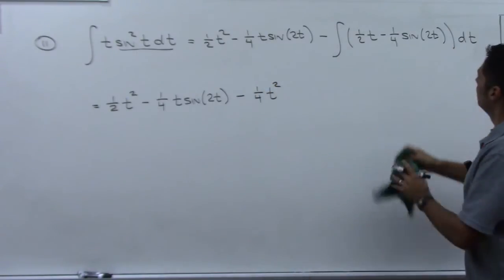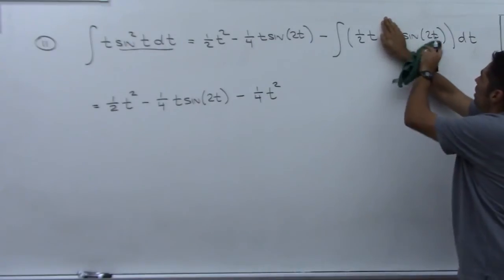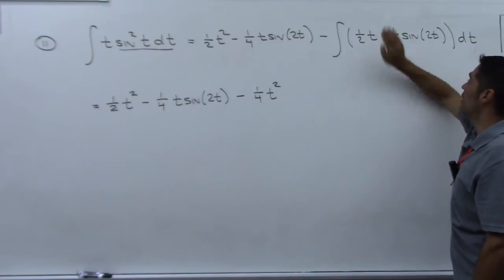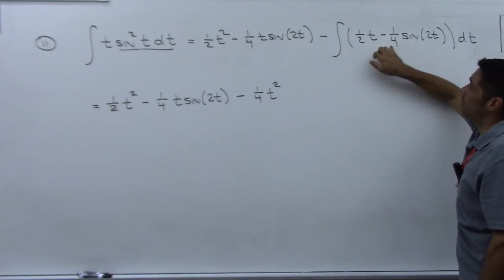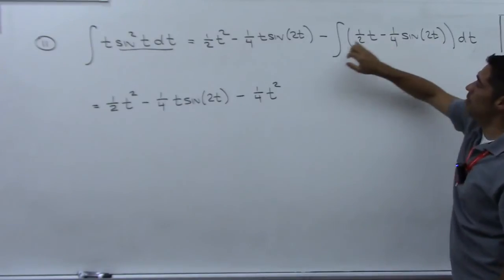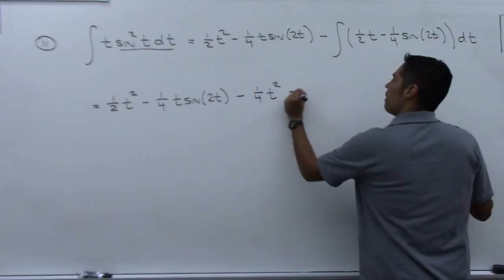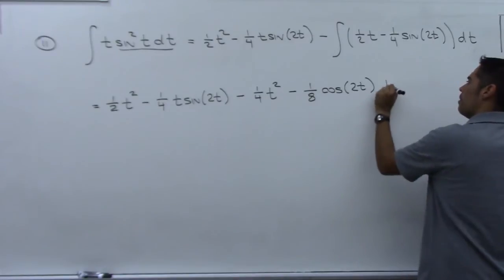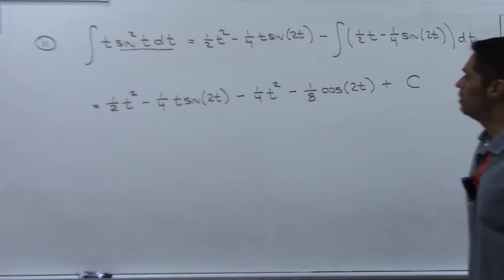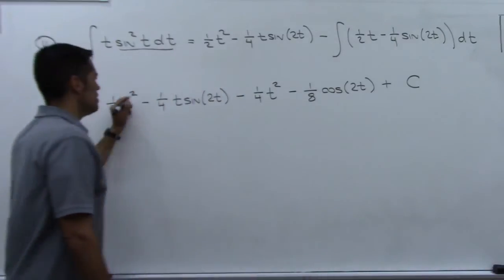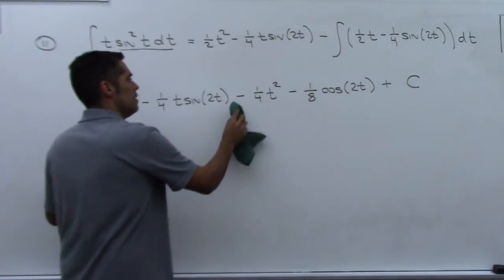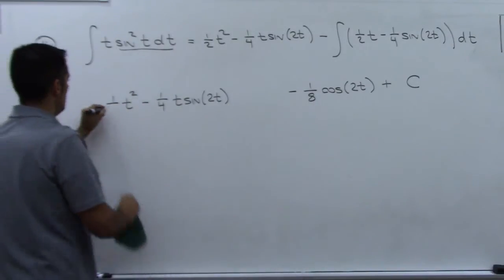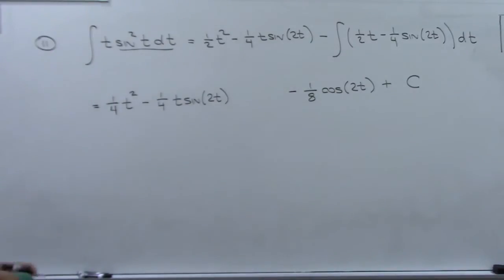And then, this is going to get a little complicated, but the antiderivative of sine of 2t is negative 1/2 cosine 2t. You hit that with a negative 1/4, that becomes positive 1/8, and then you hit it with a negative again. So minus 1/8 cosine 2t plus now my constant of integration. And we can put the 1/2 t squared minus 1/4 t squared, that just becomes a positive 1/4 t squared. And then all of that.